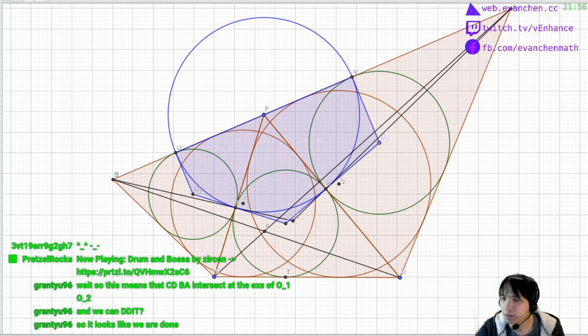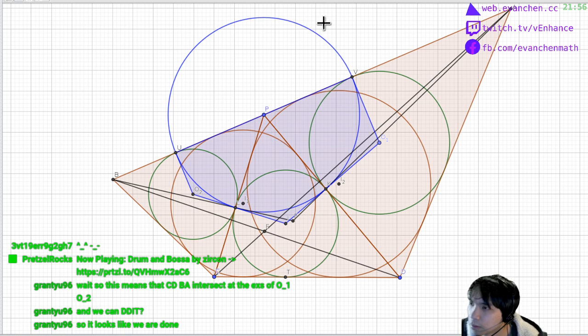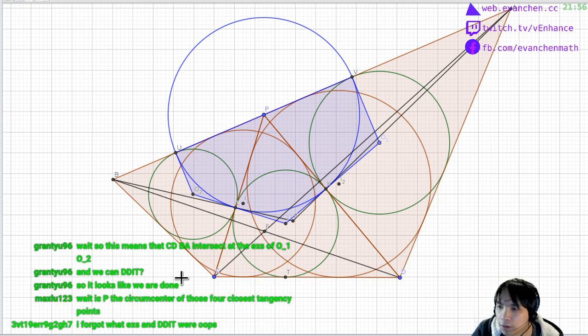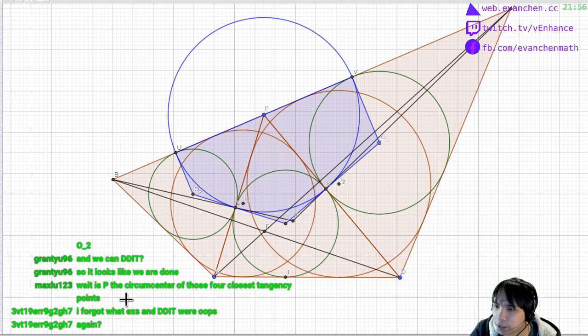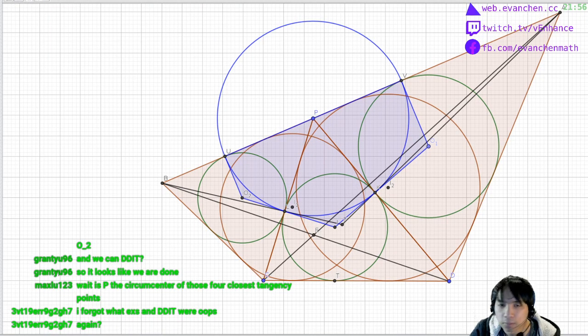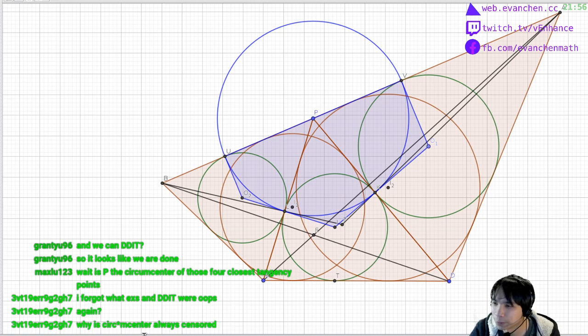CD and BA intersect at one of the excenters of O1 and O2. Wait, CD and BA? Oh wait, yeah, what the heck? Why did I not get that earlier? So KL, O1, O2, BA are concurrent. Is P the circumcenter of the four closest tangency points? Yes, because PU equals PL equals PK equals PV.